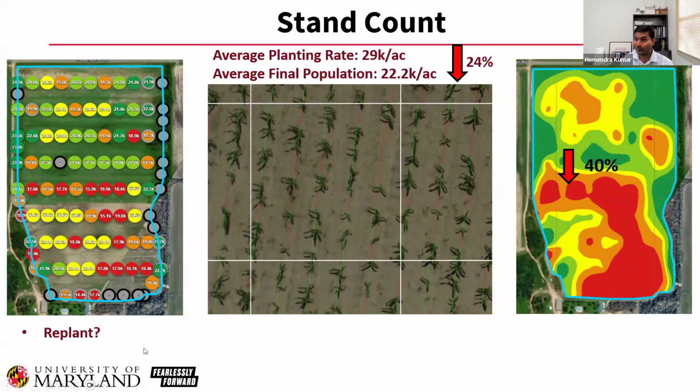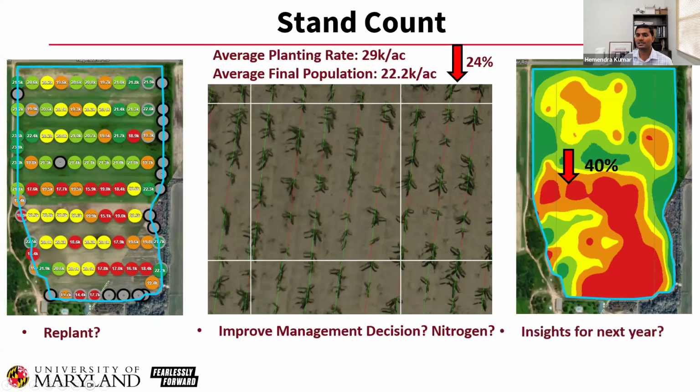What do you want? You want to replant when you know there is a problem, or you want to improve your management decision, for example, nitrogen. Now my southern part of my field is not producing enough or having some kind of problems. Maybe I want to apply less nitrogen in this part of my field versus the northern part, or I want to take some insight for the next year.